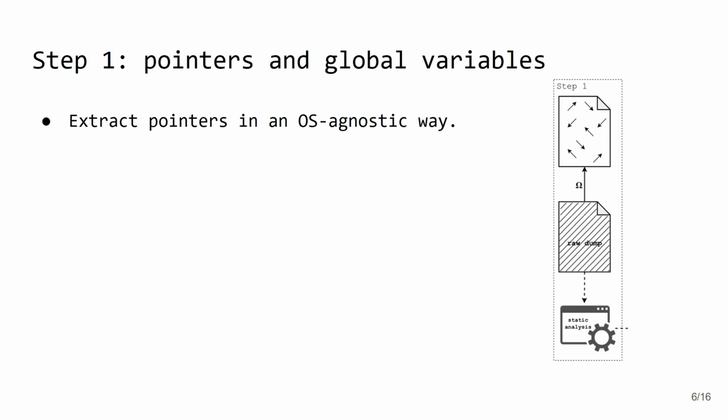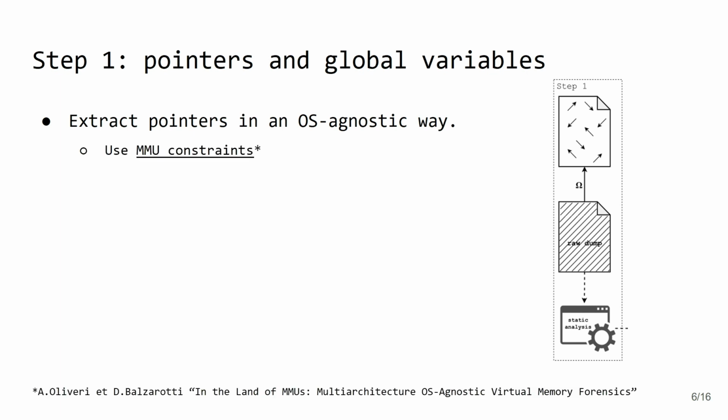To do so, we have as a first step to extract all the kernel pointers from a raw memory dump in an OS-agnostic way. In a previous work, we have demonstrated that for CPU architectures that are based on radix tree, it is possible to extract the kernel address space in an OS-agnostic way using the MMU constraints, essentially the memory management unit. In particular, this is true for CPU architectures like Intel, ARM, and RISC-V.